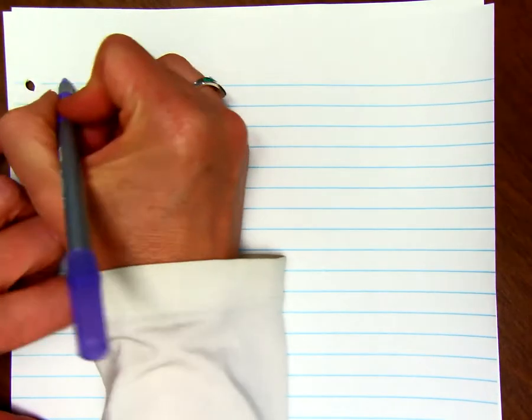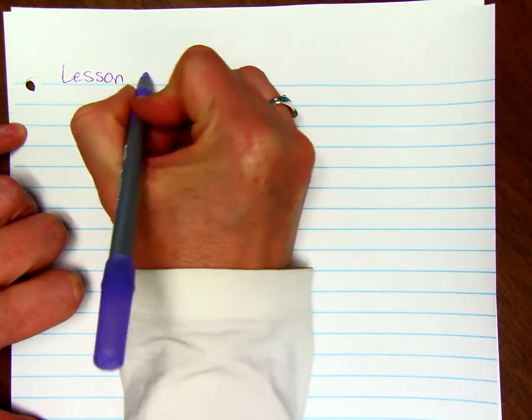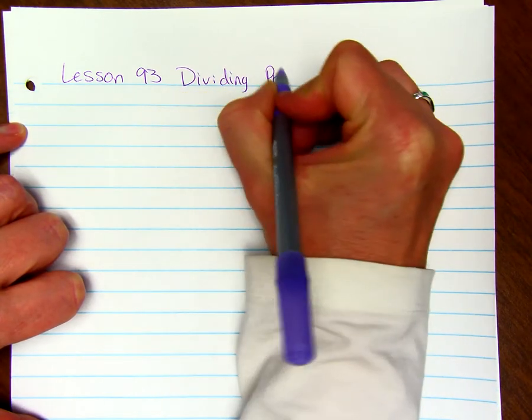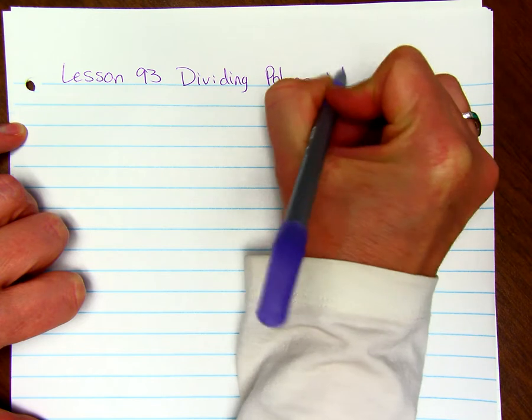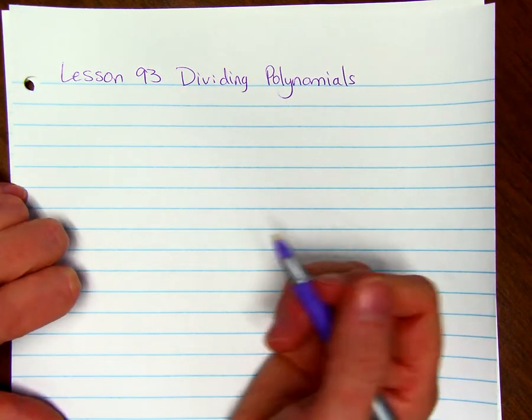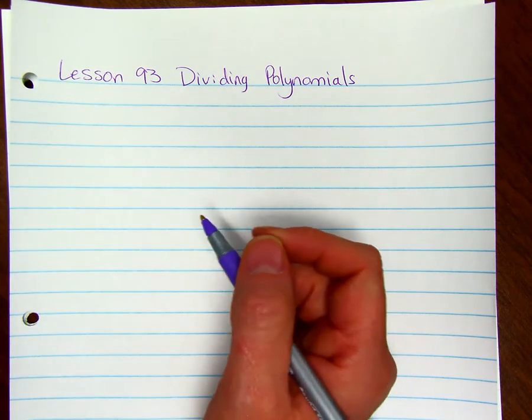Lesson 93, Dividing Polynomials. So there are two ways for dividing polynomials, and you need to know both of them.